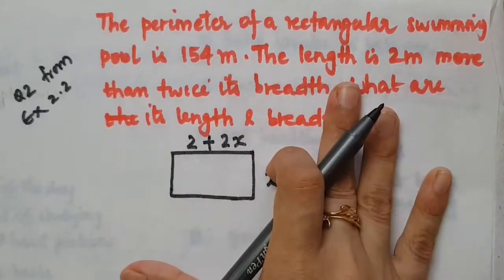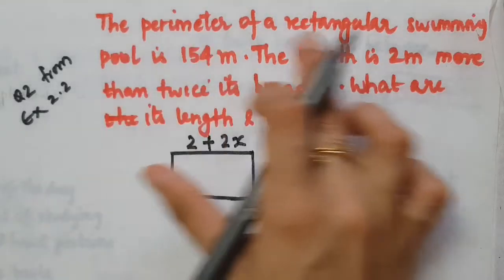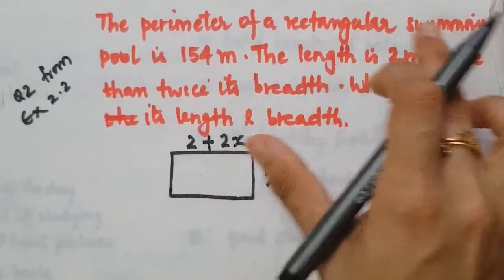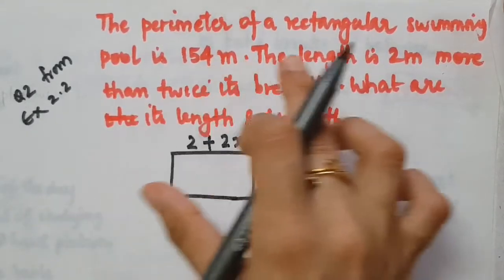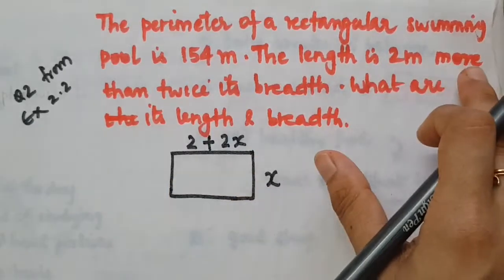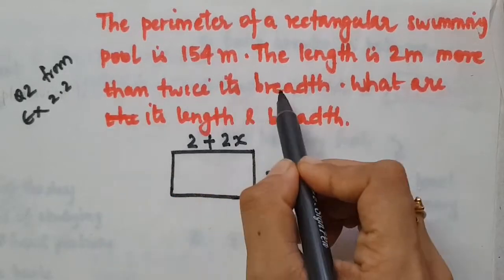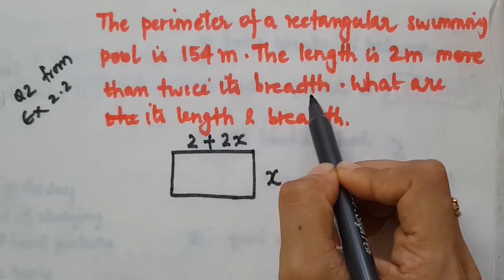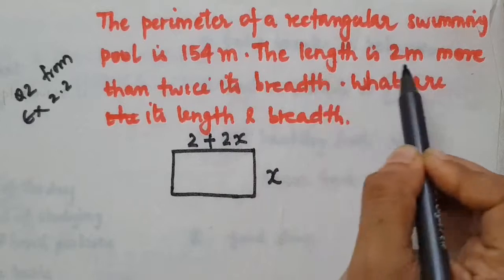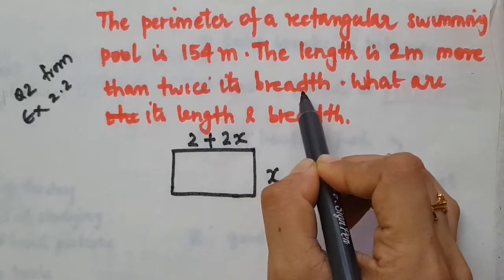So this is how we interpret the question. Read the question again. The perimeter of a rectangular swimming pool is 154 meters. The length is 2 meters more. So 2 meters more means 2 plus. Twice its breadth means we are taking breadth as x. So twice its breadth, 2 plus 2 times x. Okay.